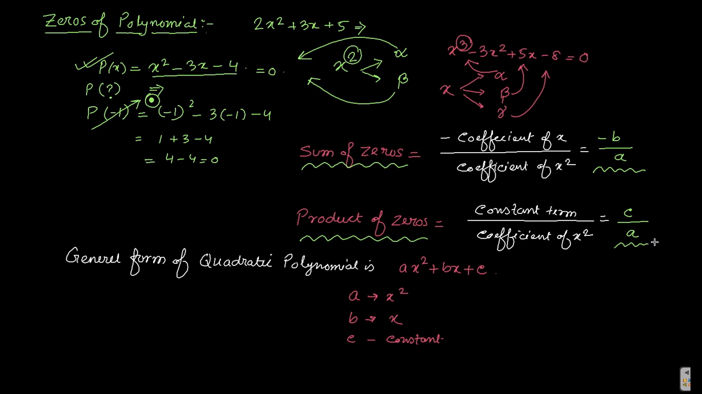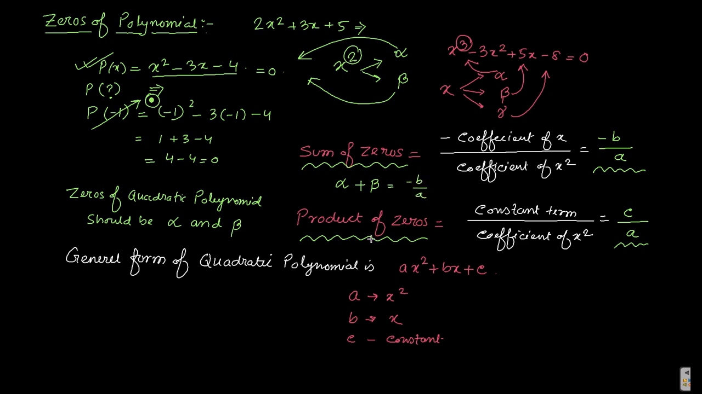These two are the most important things we have to know over here. Taking the zeros of the quadratic polynomial as alpha and beta, the sum of zeros, alpha plus beta, is equal to minus b by a, and the product, alpha into beta, is equal to c by a. This is the most important thing.